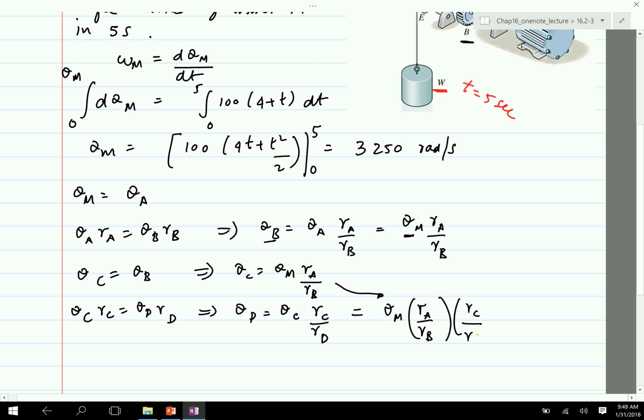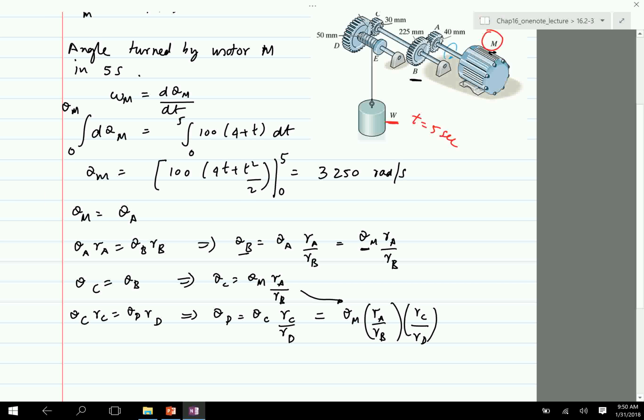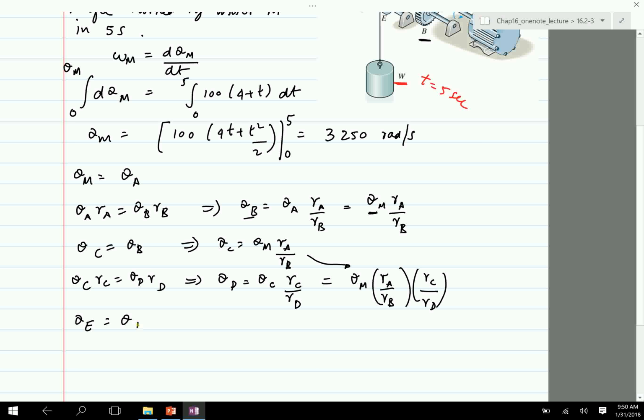The final thing I need is to find theta E, but theta E and D are on the same shaft, so the angle turned by both of those will be the same. So theta E is theta D, which is equal to theta m Ra divided by Rb times Rc divided by Rd.